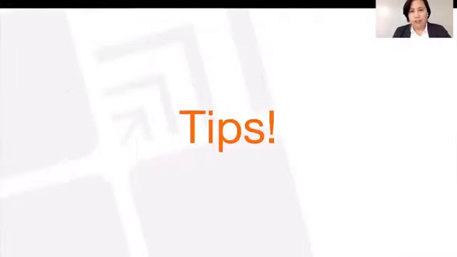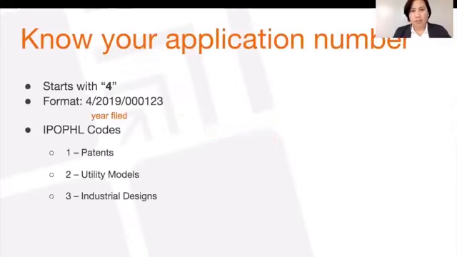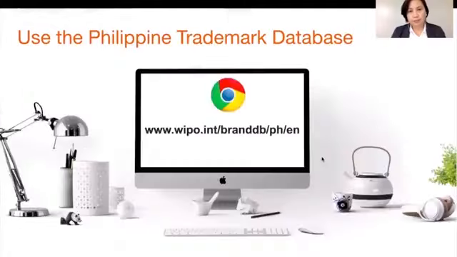So we're about to finish, but I'd like to give you some tips. You have to know your application number. The application number for trademark starts with 4, and we follow this format. IPOPHIL has these codes for its applications. So 1 for patent, 2 for utility model, 3 for industrial design, and of course 4 for trademark.